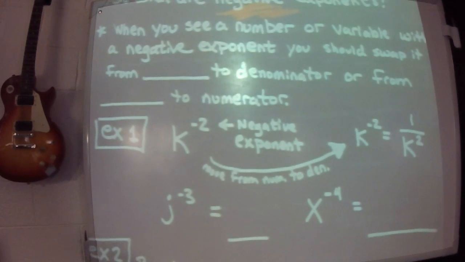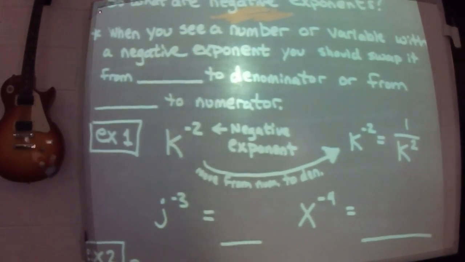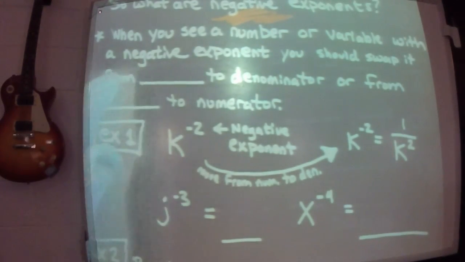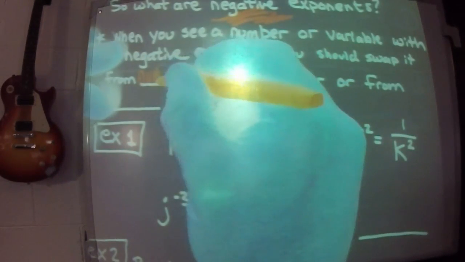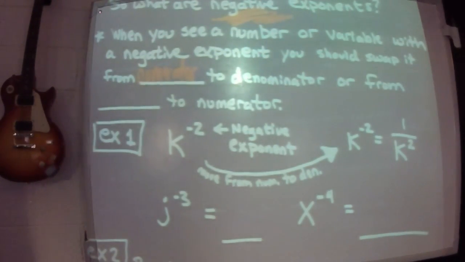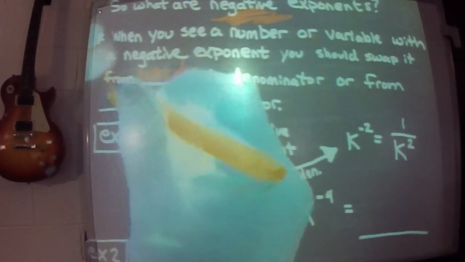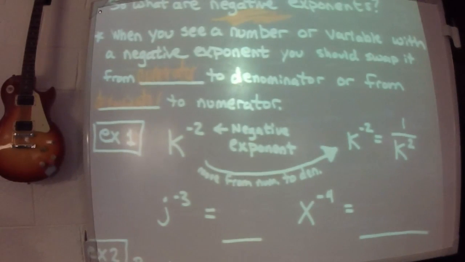Here's what negative exponents do. When you see a number or a variable with a negative exponent, we're going to make a fraction situation and swap it from top to bottom or bottom to top. When you have a fraction, you have that line and it gives you a numerator and denominator. So a negative exponent, we should swap from numerator to denominator or vice versa. If you have a negative exponent up in the numerator, you're going to bring it to the denominator and make it positive. Or if it's in the denominator, we're going to bring it to the numerator. So switch from numerator to denominator, denominator to numerator.